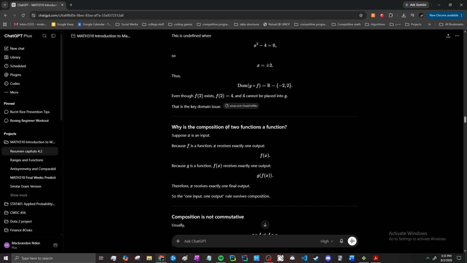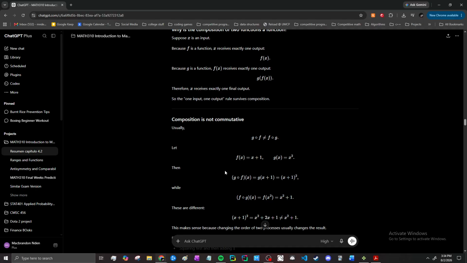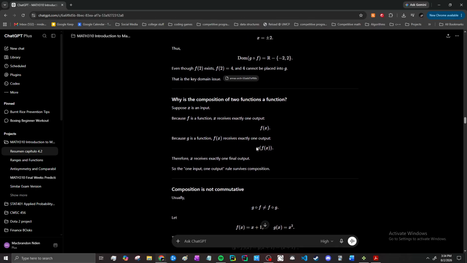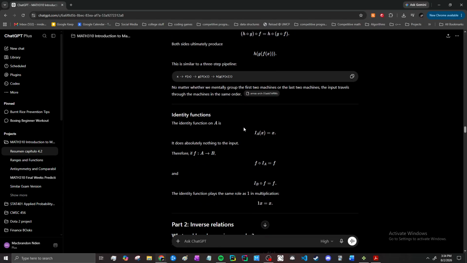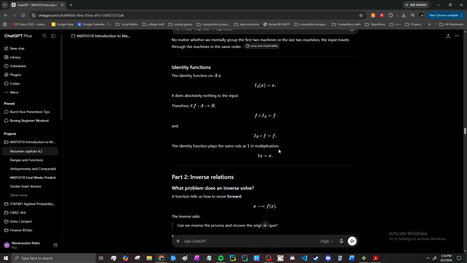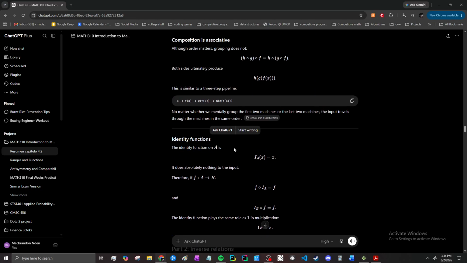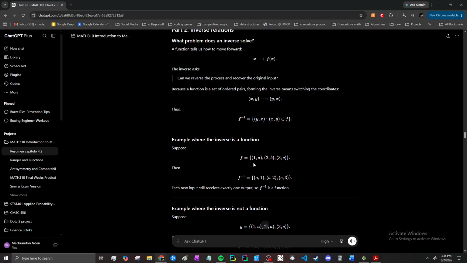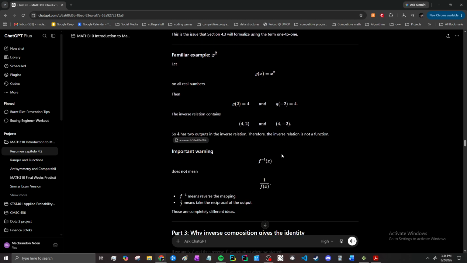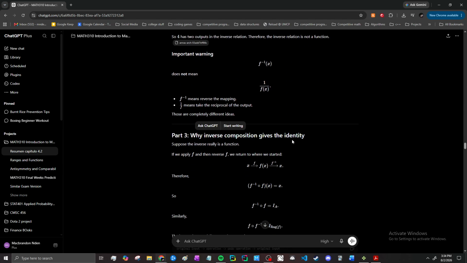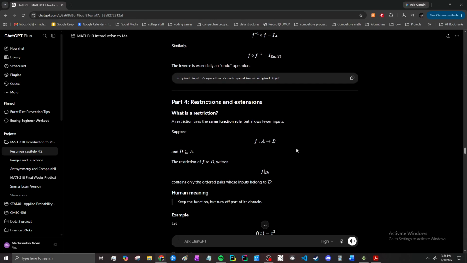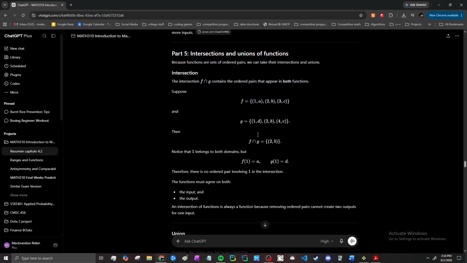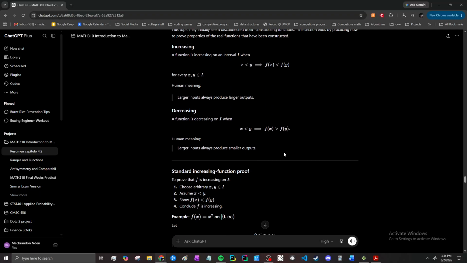Okay, so why is it a function? That's a good question, because it's not commutative. It's associative. Identity functions. The inverse of f on f is obviously x. Inverse relationships. What else? Restrictions and extensions, intersections. That's pretty simple. So this one's just the properties of.